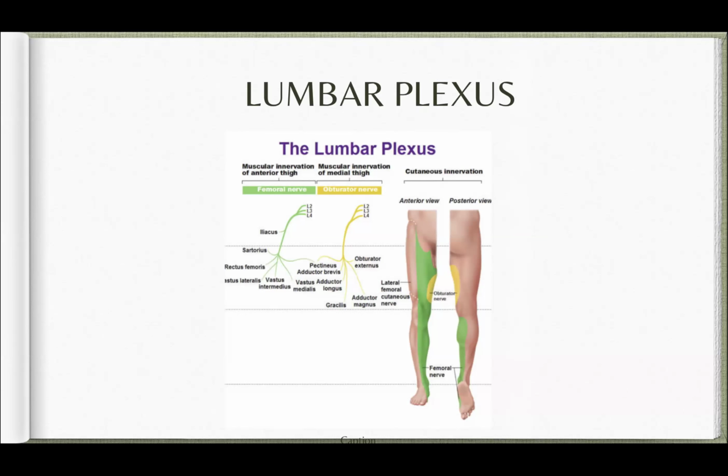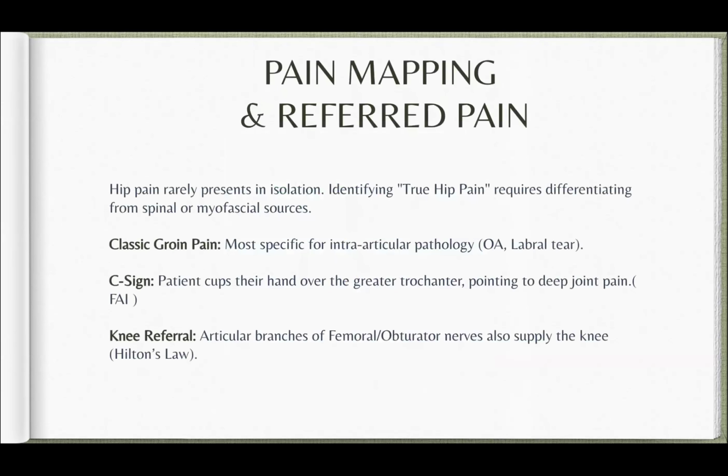Whereas the muscular innervation of the medial thigh is by the obturator nerve, which is from the anterior rami L2, L3, L4. It supplies the pectineus, adductor brevis, adductor longus, gracilis, adductor magnus, obturator externus. The cutaneous innervation is by the lateral femoral cutaneous nerve on the lateral side of the thigh. And a few branches of the obturator nerve and the femoral nerve cover the medial side of the thigh and also around the knee joint.